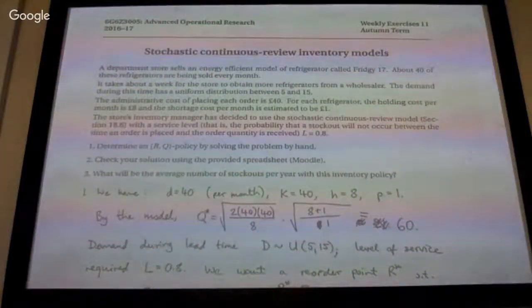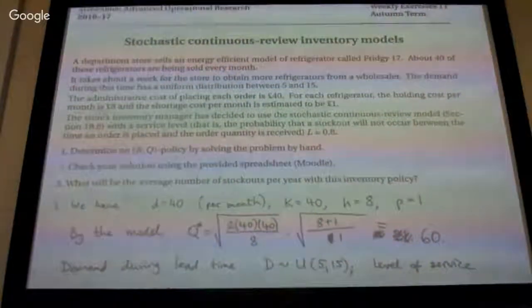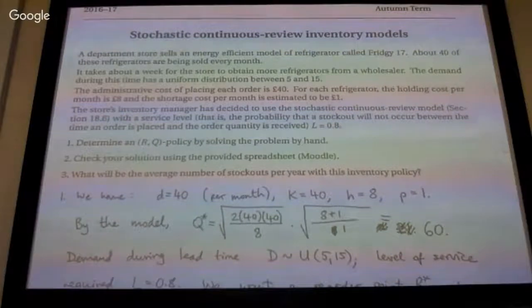As distant as it may seem, we did have some homework, which I can't remember what it was. It's last year's solution. Okay, we had a stochastic continuous review model. Does that sound like what we've done? And we were looking for an RQ policy.